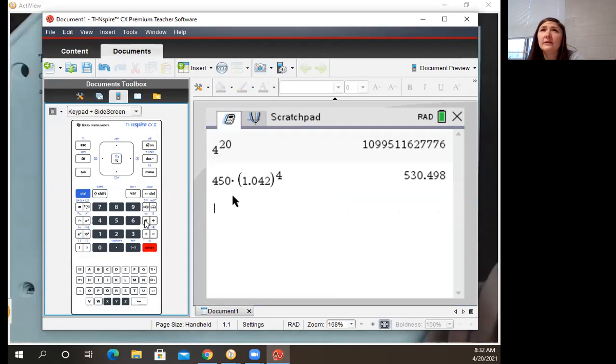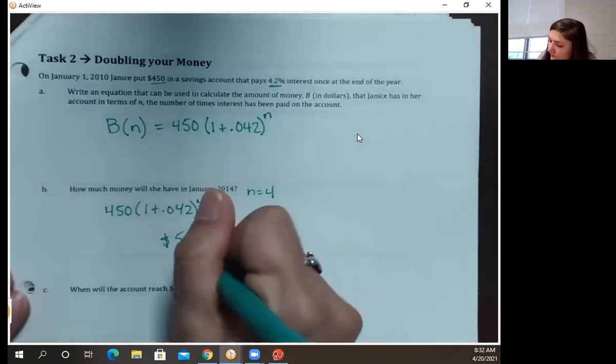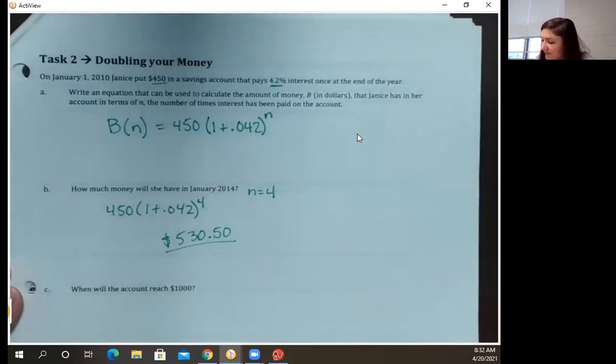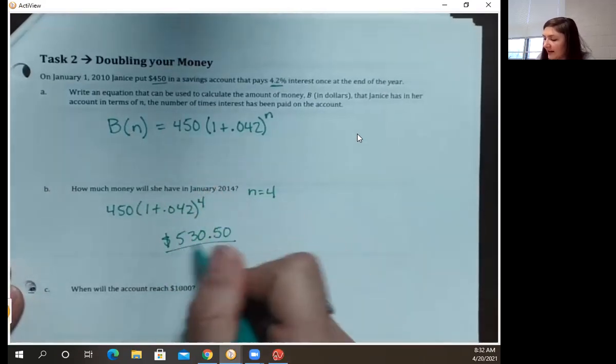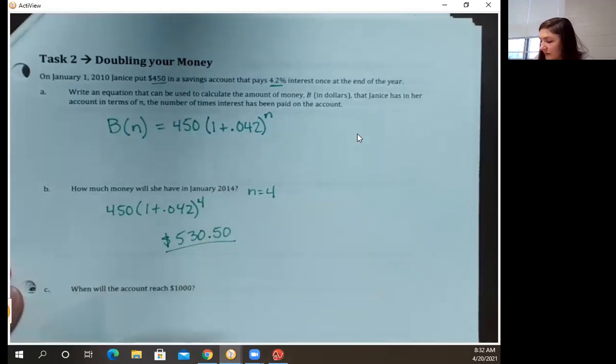Since this is money, we want to round to the nearest penny. So 0.49 with the 8 is going to round up to 50 cents. So $530.50. That's how much total she'll have in her account in January of 2014.